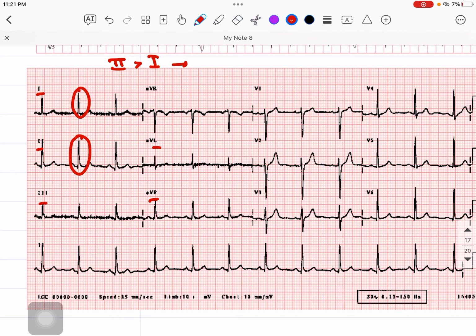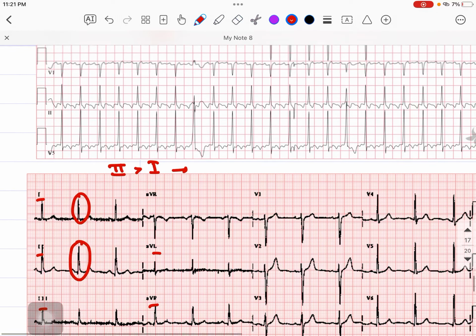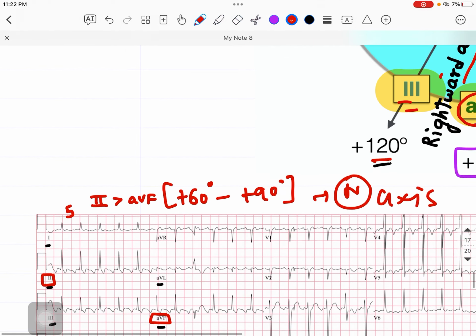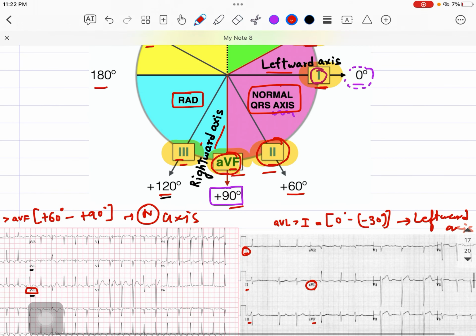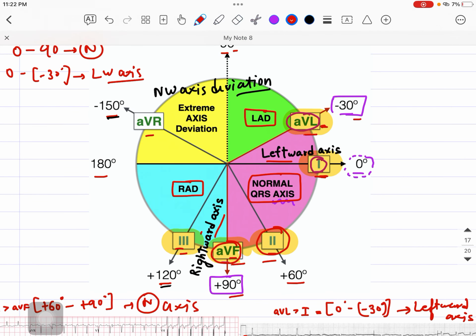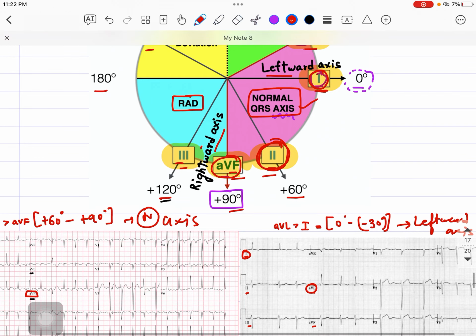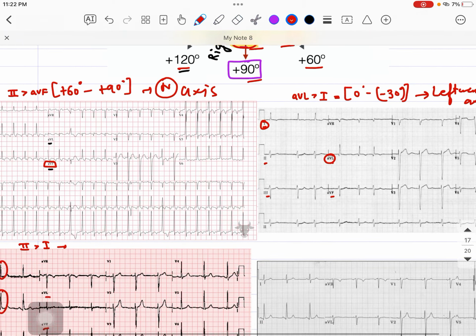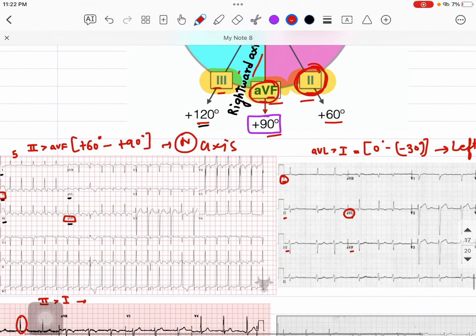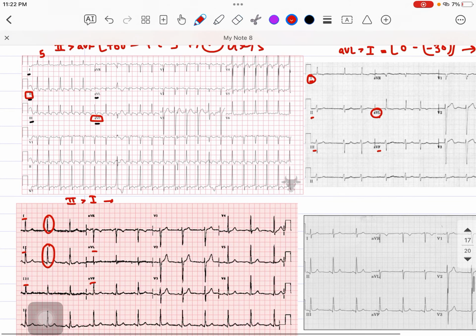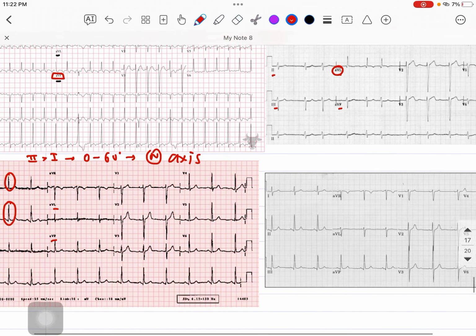So the axis is falling between lead number 1 and lead number 2. Let's find out. This is lead number 1 and this is lead number 2. Again guys, between 0 to 60 degrees, so this is the normal QRS axis. I don't think there will be much problem over here. This patient is having the normal axis, right?